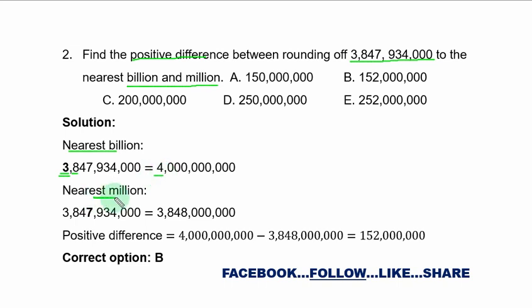To the nearest million, the digit in the position of million is 7. The next digit after it is 9. It is more than 5. You round it up to 1 and you add it to 7. It becomes 8. So you have 3,848,000,000. Next thing is to get the positive difference, and that is 152 million. B is the correct option.